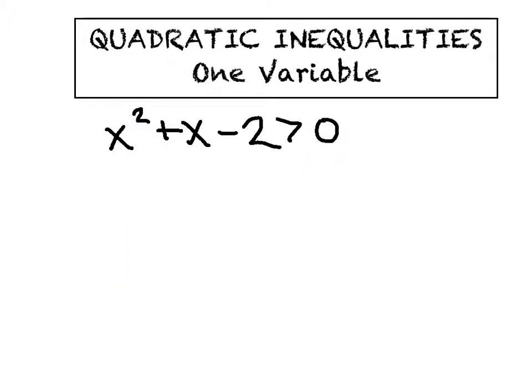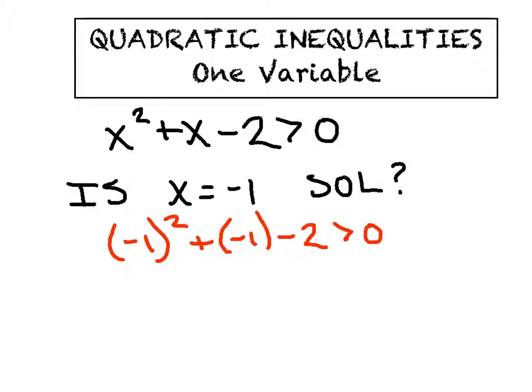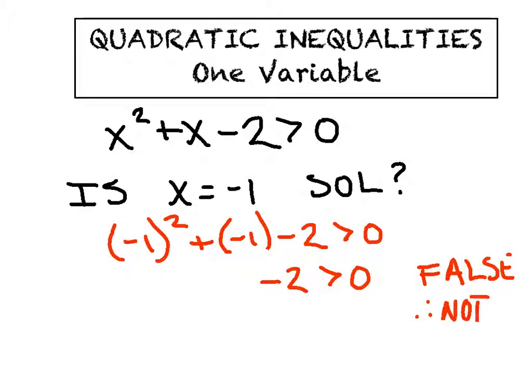My second question, if we stick with the same quadratic inequality, x squared plus x minus 2 is greater than 0, I now want to ask you, is x equals negative 1 a solution or not? If we go ahead and we substitute the negative 1 in for x, I've got negative 2 greater than 0. And is negative 2 truly greater than 0? I would say certainly not. Certainly that is a false statement. Therefore, x equals negative 1 is not a solution to this quadratic inequality.